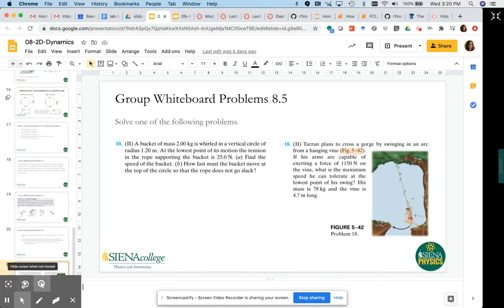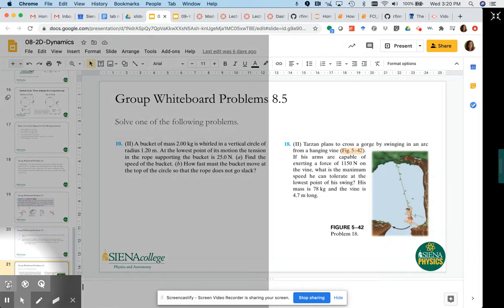Okay, so we are going to do one more problem for chapter 8 right here. Tarzan plans to cross a gorge by swinging in an arc. And I hope you guys can see my cursor. Maybe we'll try it this way.